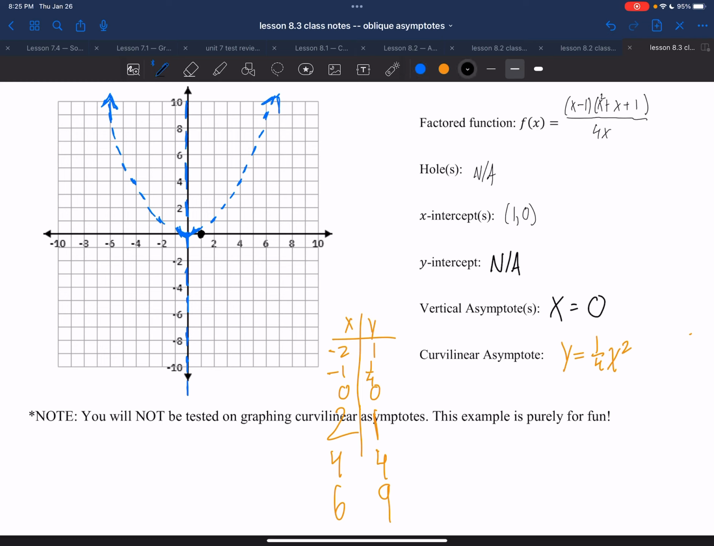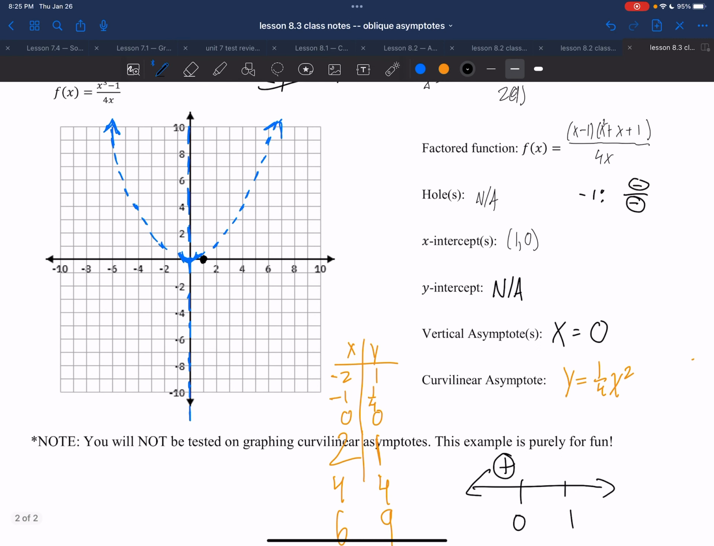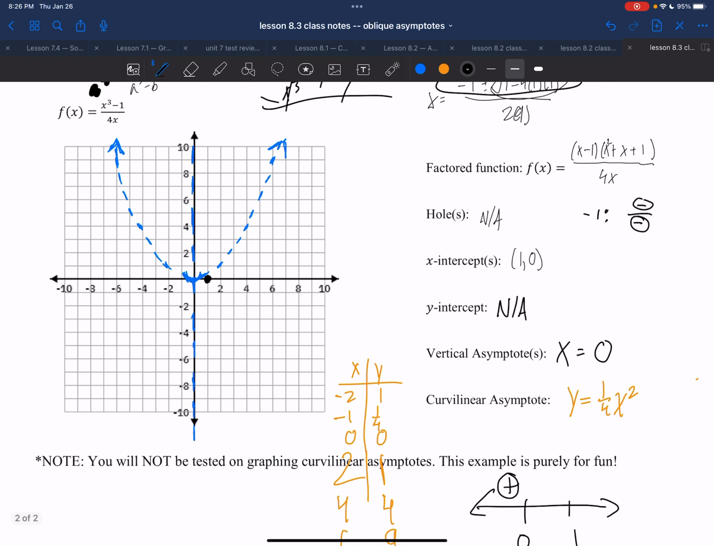And now I will test on my number line. I only have an x-intercept and a vertical asymptote, so 1 and 0. So a little bit less than 0, negative 1. Let's test that. Negative 1 cubed is negative, minus 1 is negative, over negative. So that's positive. To the left of 0, it's positive.